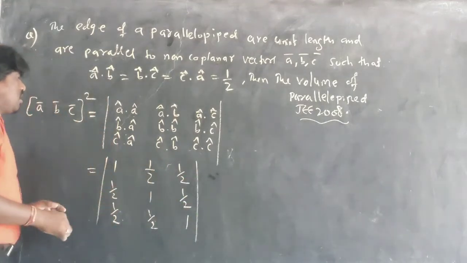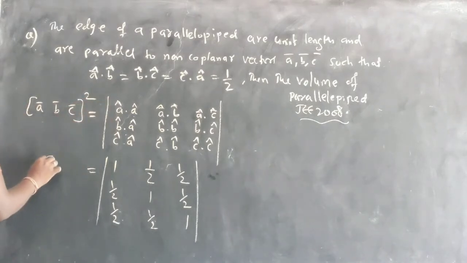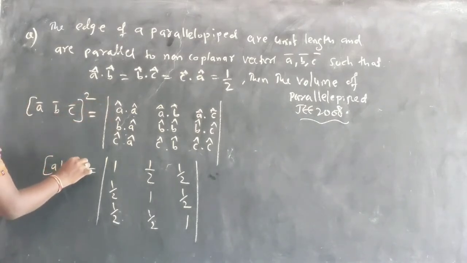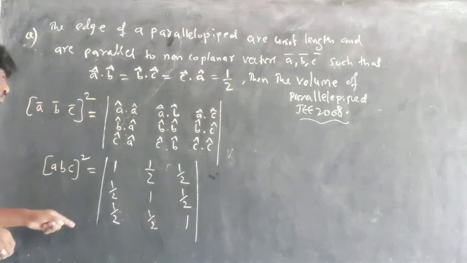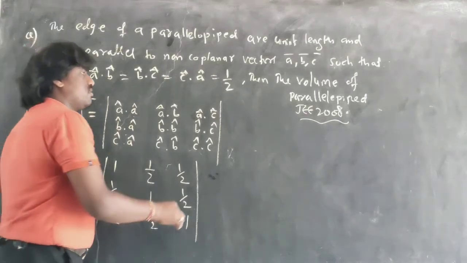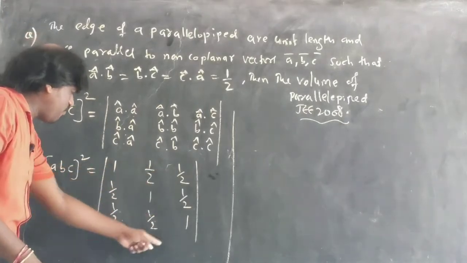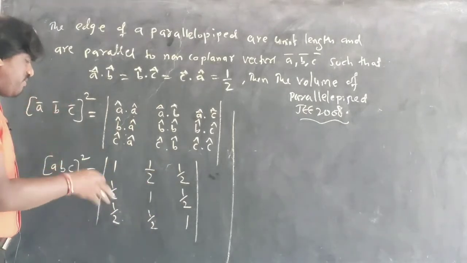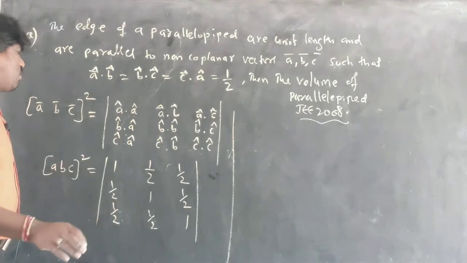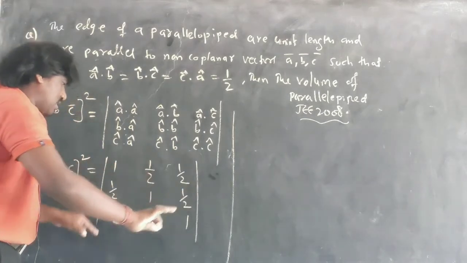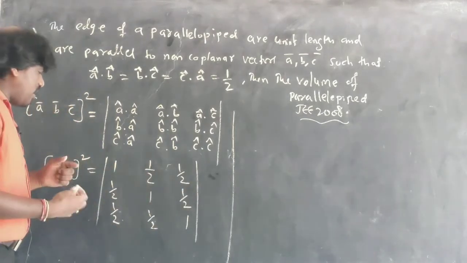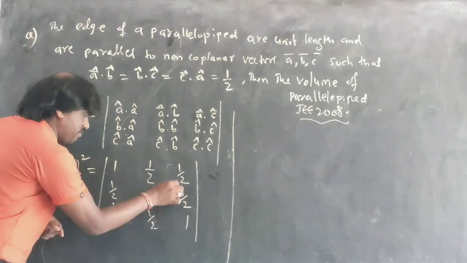And this is the box of ABC whole square. If you want to find the volume, you have to find the square root of this. Volume is always positive, remember that. You just have to find the determinant of this. Everyone can find this determinant however you want. You can open the determinant directly.